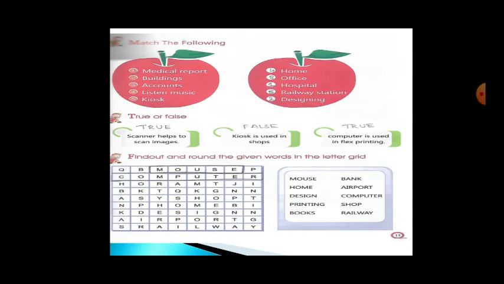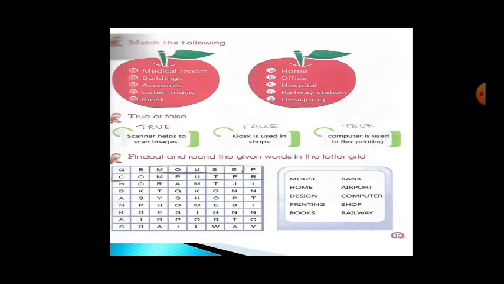Next, match the following. Please don't draw lines. You are going to write the numbers. Medical reports. Where it is used in the hospital. Buildings. It is used for designing. Accounts. It is used in the office. Listen to music. You are going to do it in the home. Then kiosk. Kiosk will be in the railway station to collect the ticket instantly.